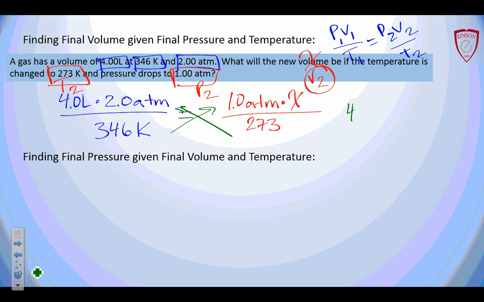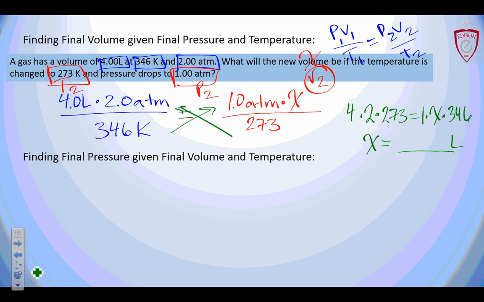Okay. 4 times, and now I'm dropping my units out. So it's going to be 4 times 2 times 273 equals 1 times X times 346. Solve for X, and we know our units for X are going to be volume. And our original units for volume were liters, so we know our answer's got to be in liters.